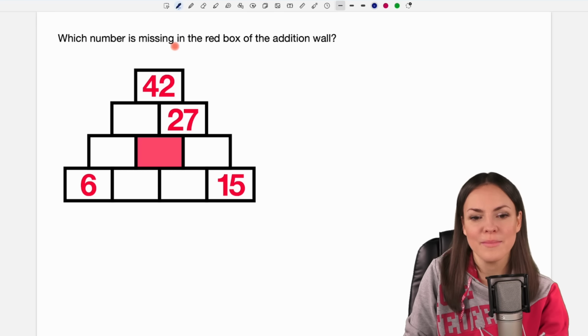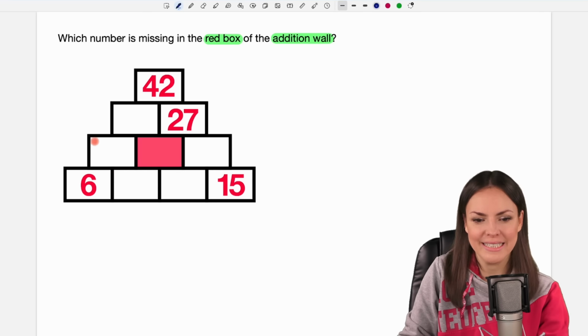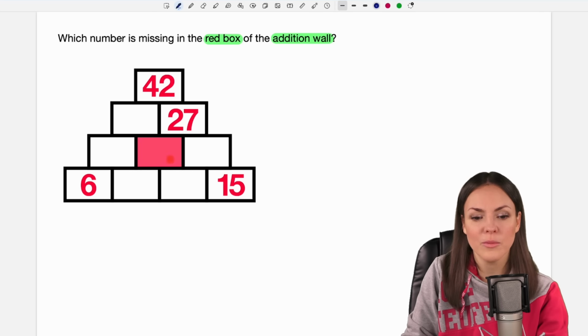Which number is missing in the red box of the addition wall? Okay, we have an addition wall here, and we have to find the number that is missing in this red box. An addition wall means that you always add two numbers that are next to each other and write the result in the number on top here. So you add these two, and the result goes here.